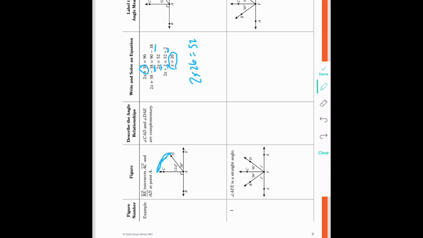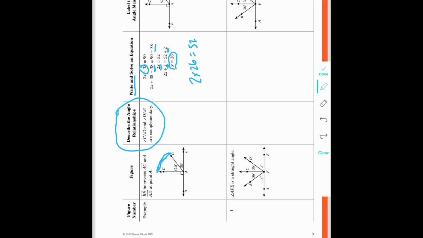Okay, and that's basically what we do with our different angle relationships in order to figure out the missing measurements. We have to first describe what we see. So we have to claim an angle relationship is going on that will help us get to our final result of whatever they're asking us to find.